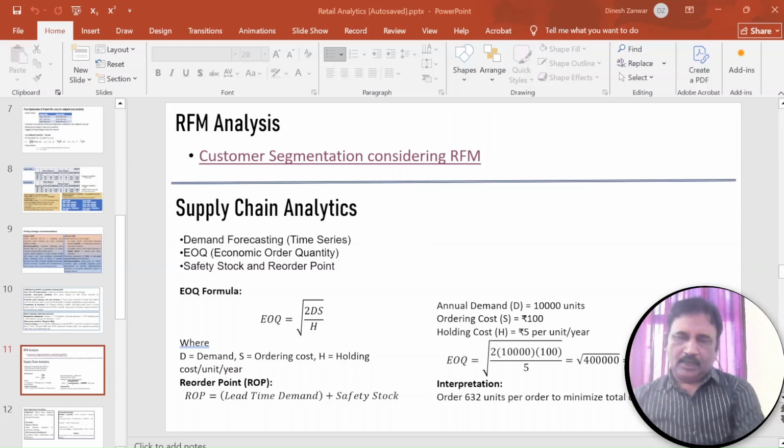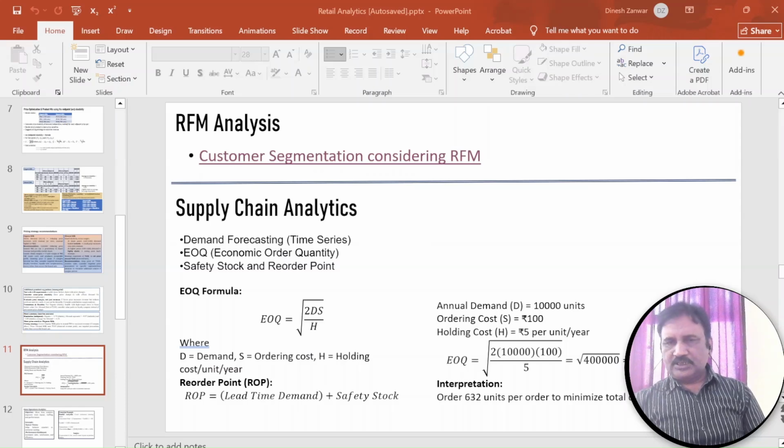Suppose you decide to order only 10 units every time. The number of orders you will have to make will be 10,000 divided by 10, which is 1,000 orders, and the ordering cost is going to be 100 into 1,000, that is 100,000. Okay, too much. Whereas if we order 632 units, the number of orders is going to be 15.